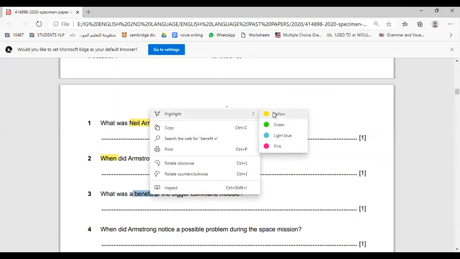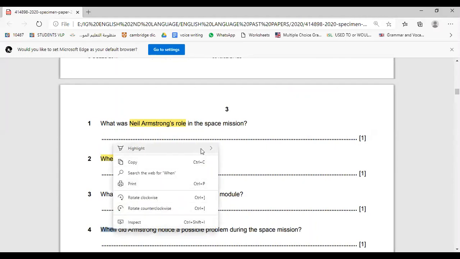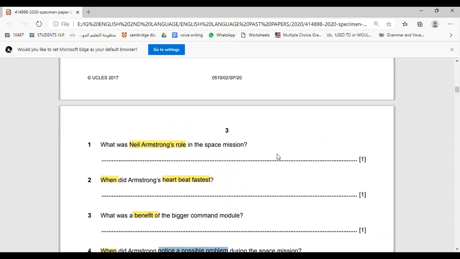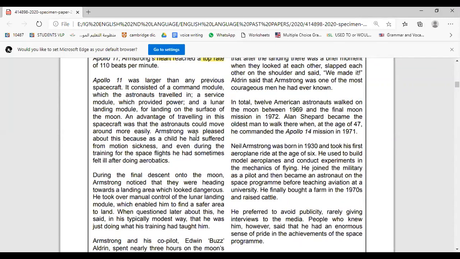And I'll also read question number 4. When did Armstrong notice a possible problem during the space mission? I need the time. So I need the benefit of a bigger command module, and I need to know when he noticed a possible problem. If we go directly to the text, keep going from the text to the questions all the time to make sure that you are doing the right thing.